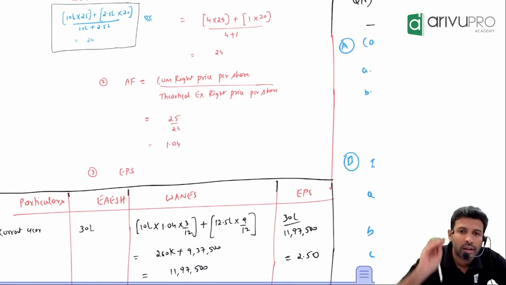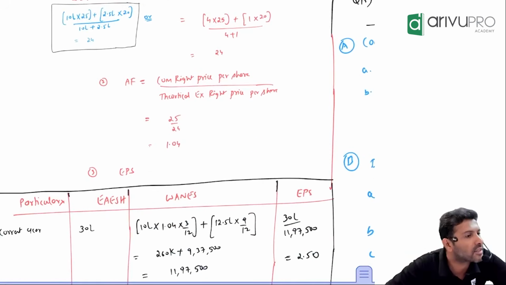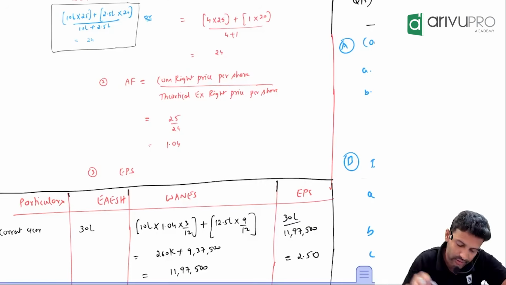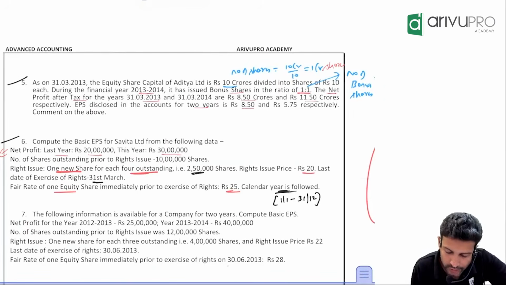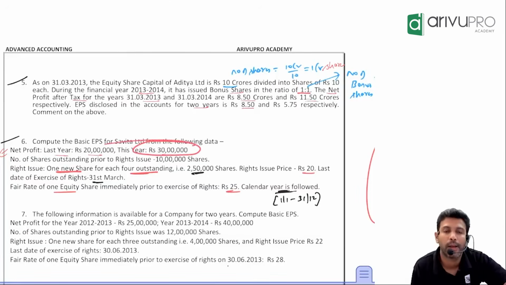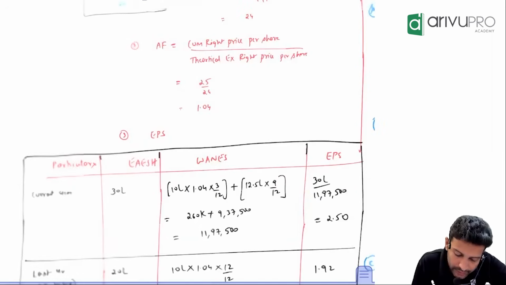Yes, sir. Then lastly, EPS calculation. For EPS, we need two data. What are those? Earnings and weights. First, let's do it for the current year. Do you know the earnings of the current year? For this year, how much is the earnings? 30 lakhs. Okay, I've taken that.